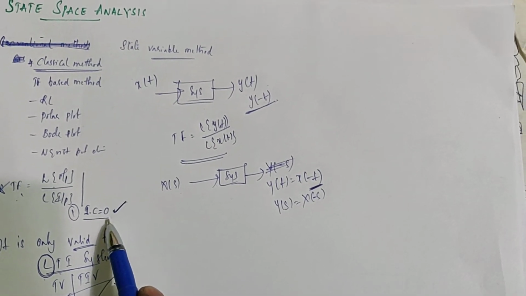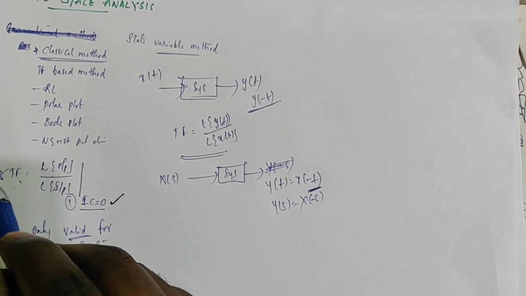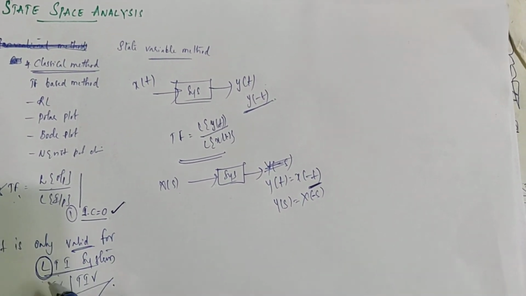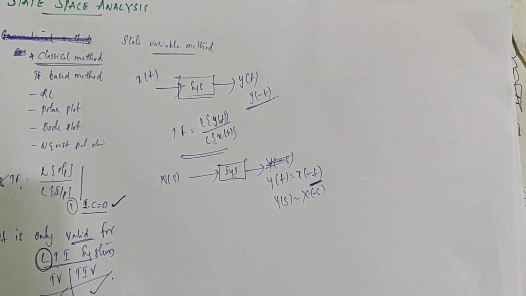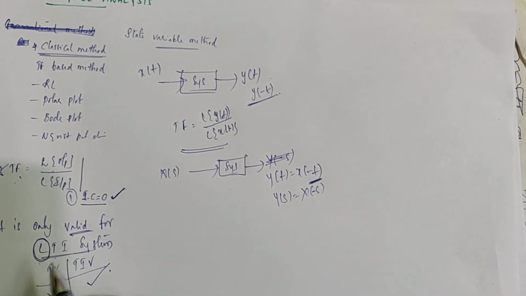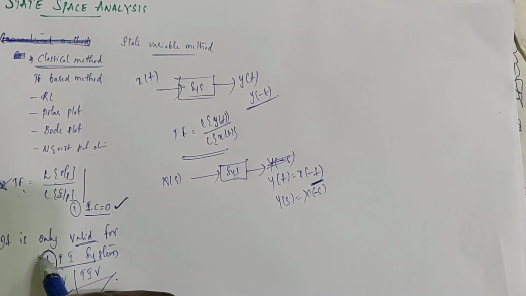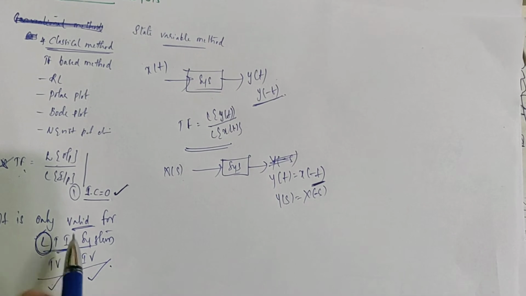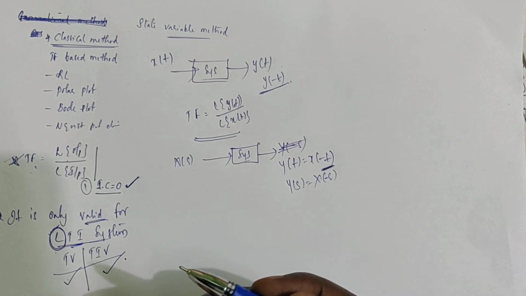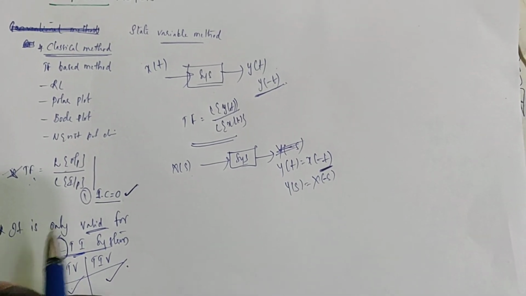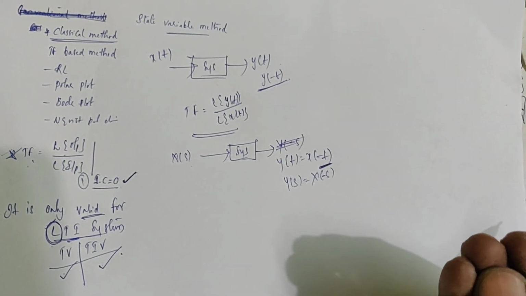Only if we consider the initial conditions as 0 can we apply this technique to analyze or design a control system. And the second one is that it is only valid for linear time invariant systems. What is meant by linear time invariant systems? The system must be linear and time invariant. Linear means the system has a linear function, and only then can we apply the transfer function technique to analyze the system.